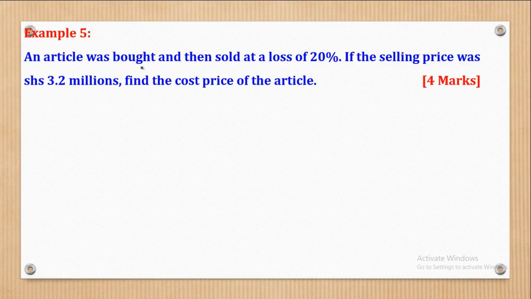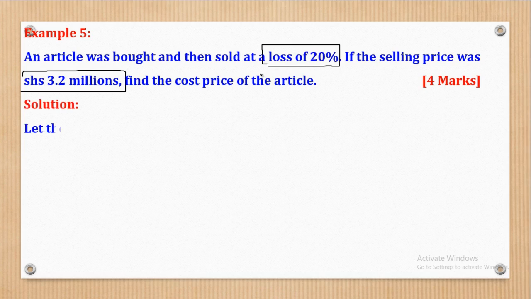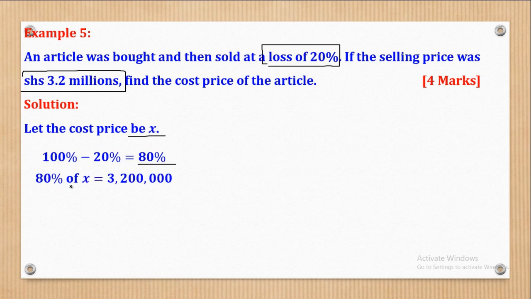Example 5 says that an article was bought and sold at a loss of 20%. If the selling price was shillings 3.2 million, find the cost price of the article. So first of all, we shall say that let the cost price be X. What does that mean? It means that because there was a loss, there will be a decrease in percentage. Therefore 100 minus 20 will give you 80 as the remainder. Therefore 80% of the cost price, which is X, will give you the selling price, which is 3.2 million.